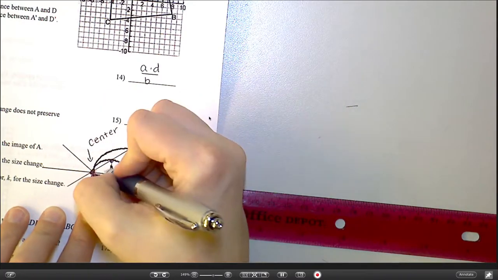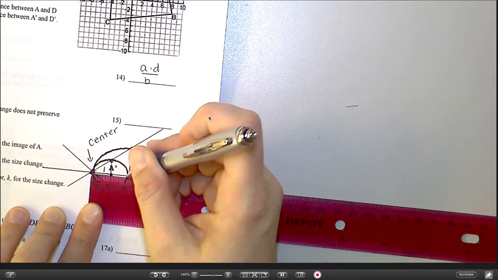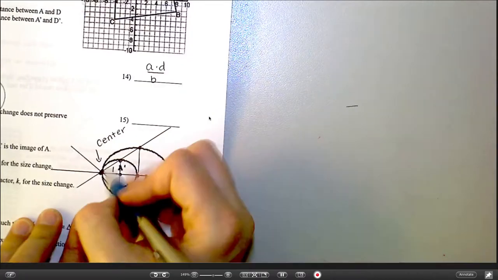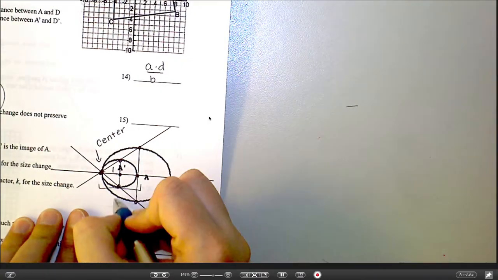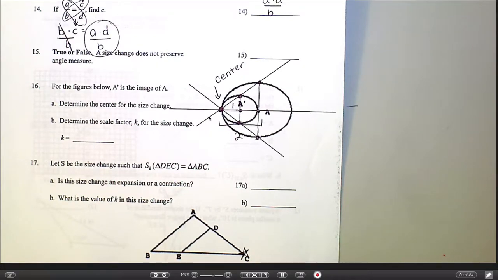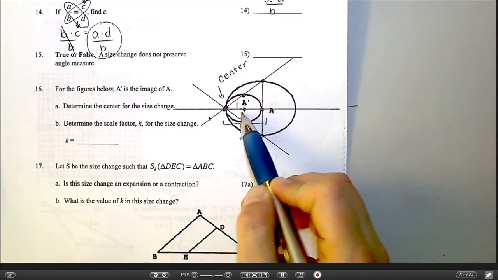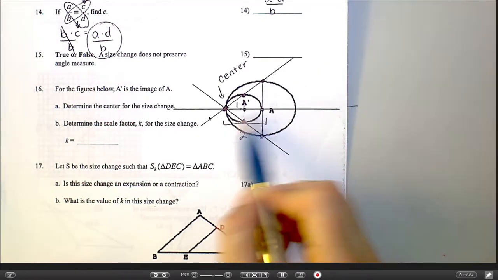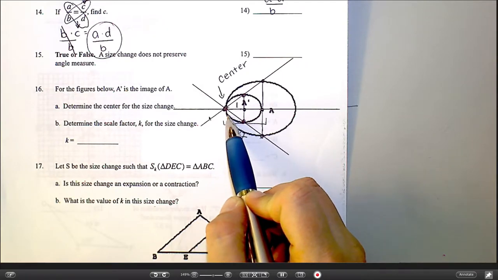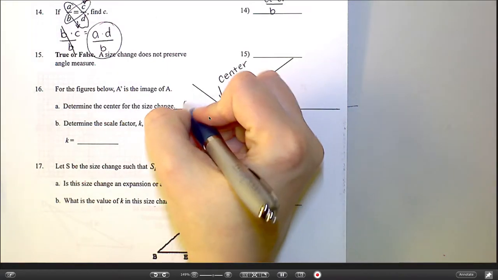25. Okay. Here I get right around 1 centimeter. From here to here, I get right around 2 centimeters. Now here's the thing. I had some people saying 2 and some people saying 0.5. How do we tell? Okay, look, the original one is this one. The new one is this one. So it went from being big to small. So do I want to do 2 divided by 1 or 1 divided by 2? 1 divided by 2, which is 0.5.